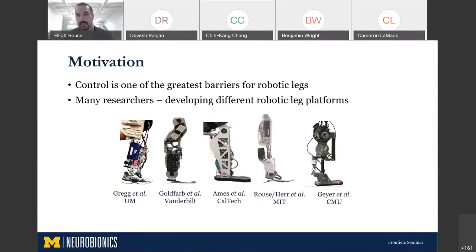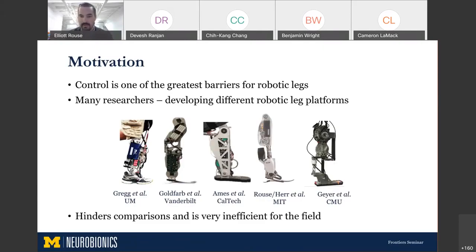Fortunately, we have many talented researchers around the world studying the control strategies to help advance these systems out of the lab. But before someone can study their control strategies, they have to build a robotic leg. So that's inefficient because now everyone is reinventing the wheel. It costs hundreds of thousands of dollars to build one of these legs, and our community is spending this over and over and over again.